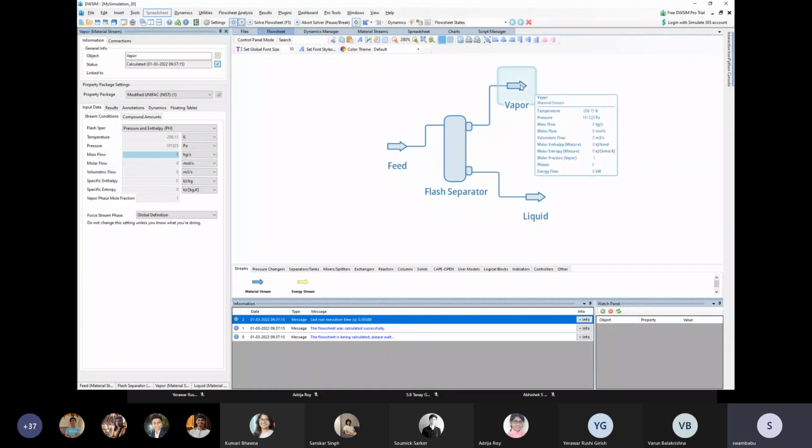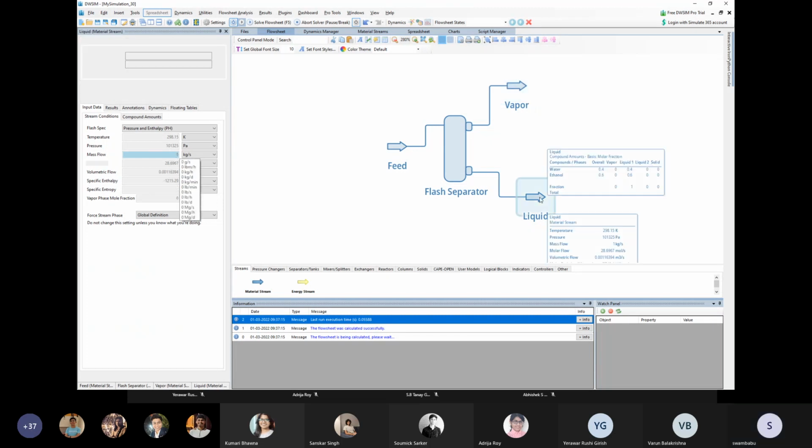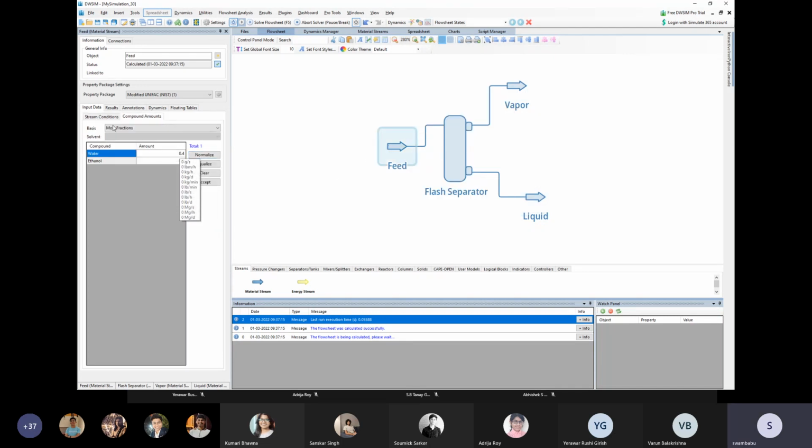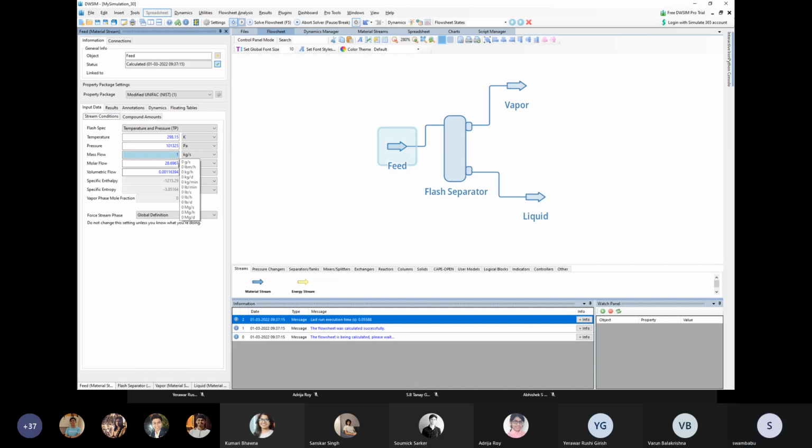Now we can see vapor. You can see vapor mass flow is zero. Now if you see liquid, you can see liquid mass flow is 1 here, and feed mass flow is also 1 here.